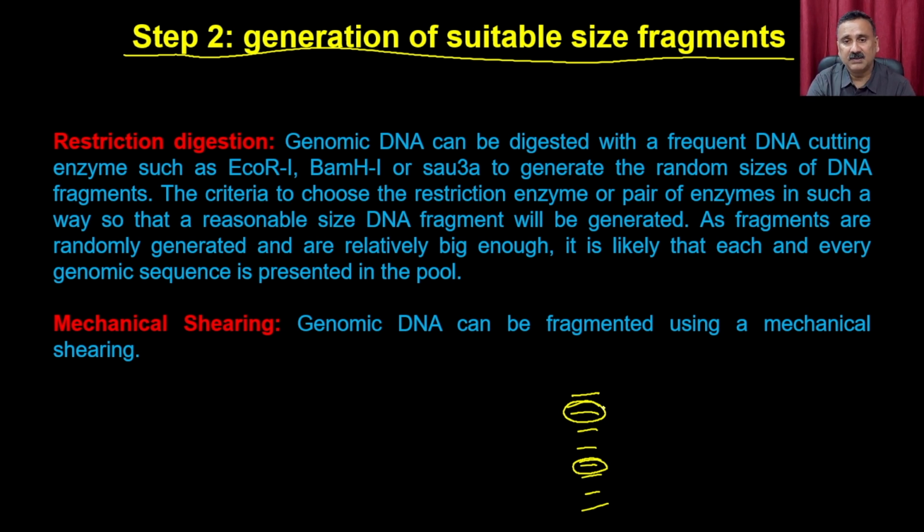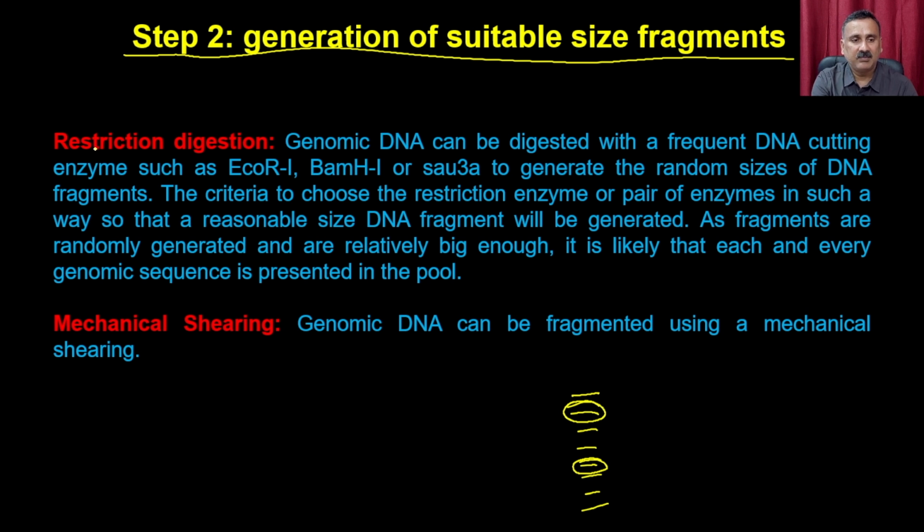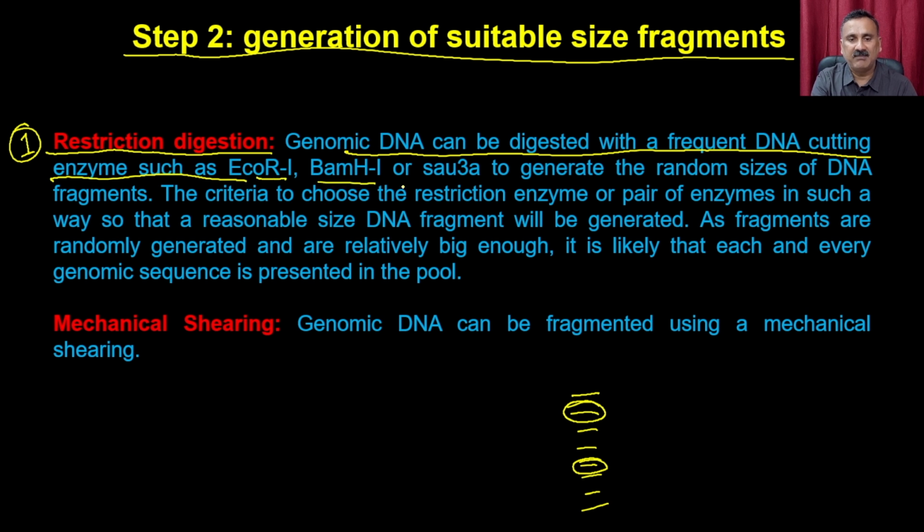So, for that purpose the genomic DNA has to be fragmented with a suitable system, so that you have not very big fragments, not very small fragments, but suitable size fragments, and that you can achieve by two different methods. First, you are going to do restriction digestion. So, genomic DNA can be digested with frequent DNA cutting enzymes such as EcoRI, BamHI or Sau3A to generate random sizes of DNA fragments.